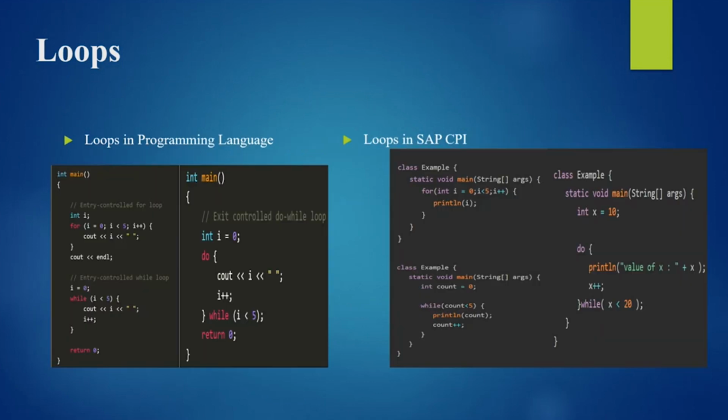Okay, so as you can see, we have three types of loops. Basically, we have three named loops, but we have only two types of loops. One is entry control loops and one is exit control. So we have two entry control loops, that is our for loop and our while loop. And one exit control loop, that is our do while loop.